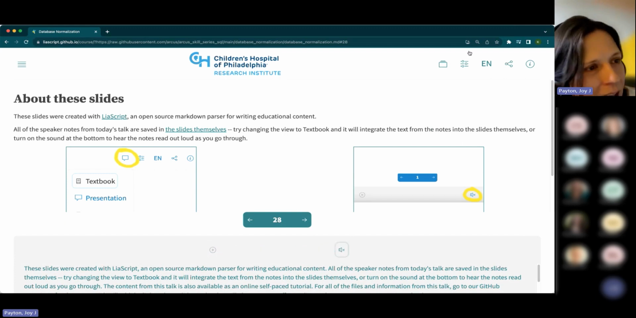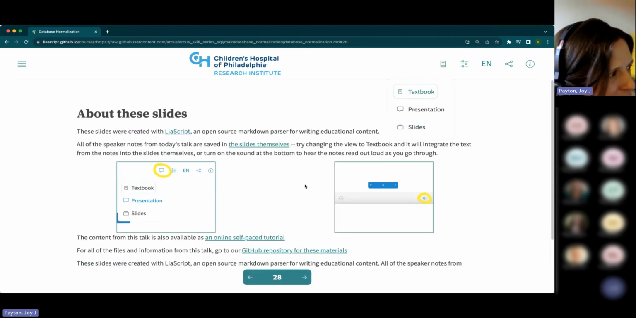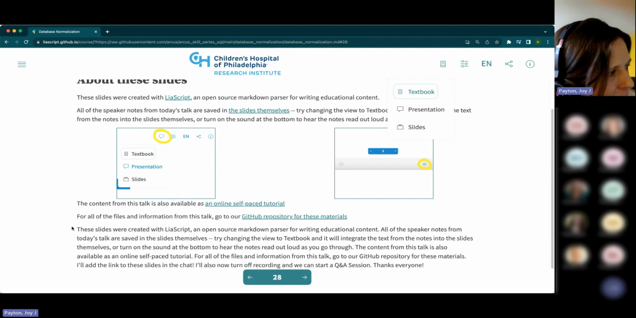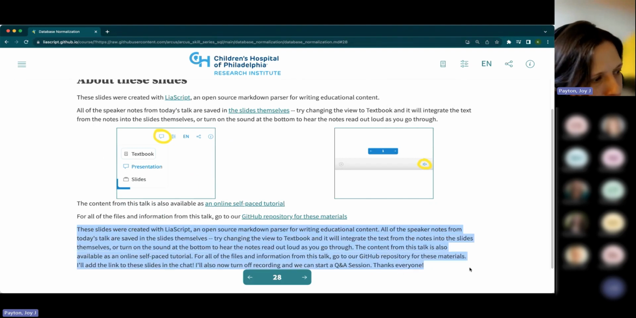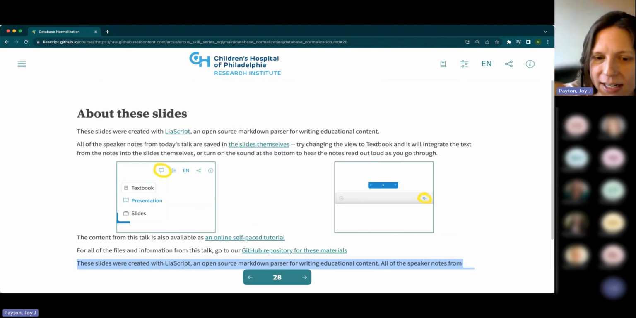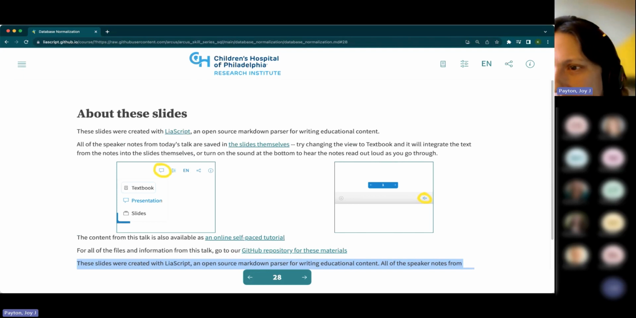All right. So that is available to you. You can also look at the textbook way, and you can see that the speaker notes appear below, right? So everything that I've said and explained is also available for you in these slides.